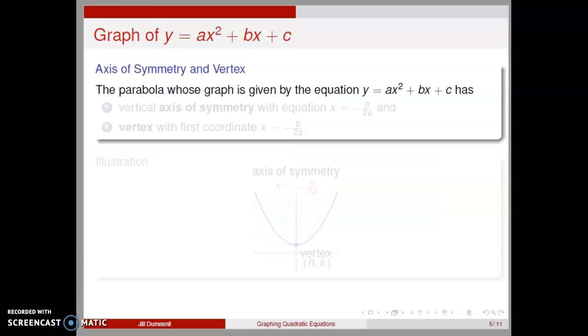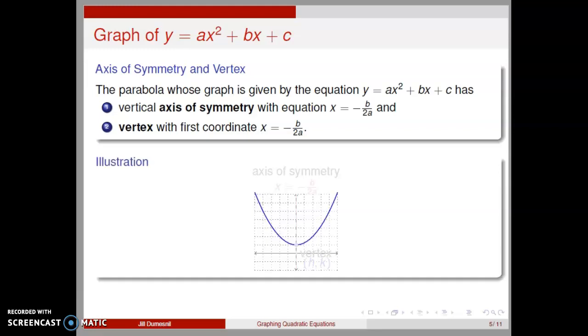Given the equation ax squared plus bx plus c, we can find the axis of symmetry and the vertex. The vertical axis of symmetry has equation x equals minus b over 2a, and the vertex also has first coordinate x equals minus b over 2a. To illustrate, again consider a generic parabola. Since the vertex, (h, k), is on the same line of symmetry, it has the same x-coordinate.